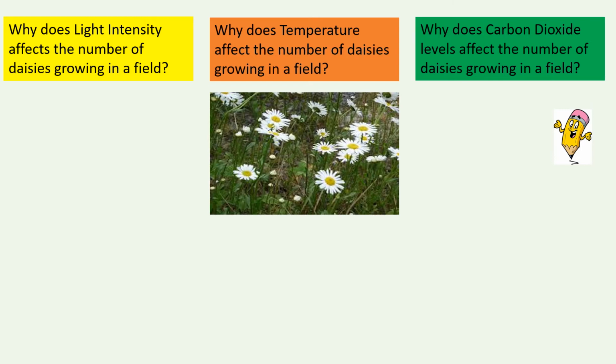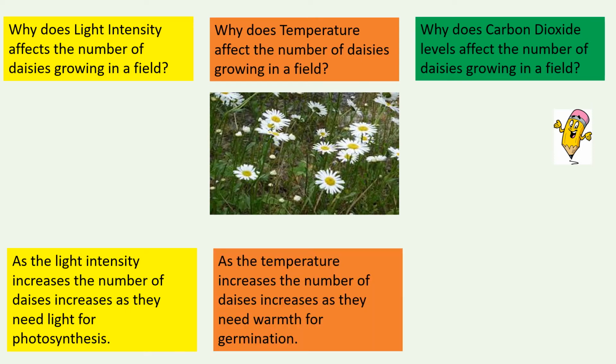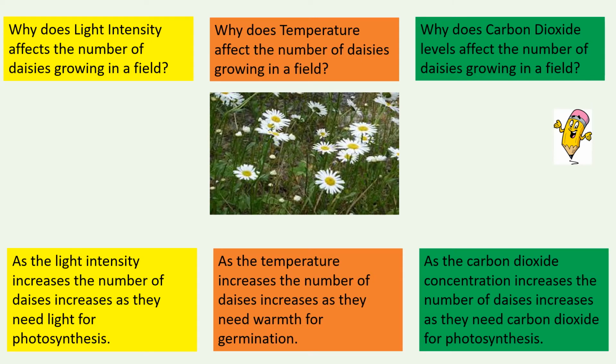So the answers are that light intensity will increase the number of daisies because the daisies need light for photosynthesis to grow. Temperature will also increase the number of daisies because they need temperature to germinate. And carbon dioxide will increase the number of daisies because they need carbon dioxide for photosynthesis. So well done if you got that right. So light intensity, temperature, and carbon dioxide are all abiotic factors that will affect the biodiversity of plants such as daisies. And then that will affect other organisms.